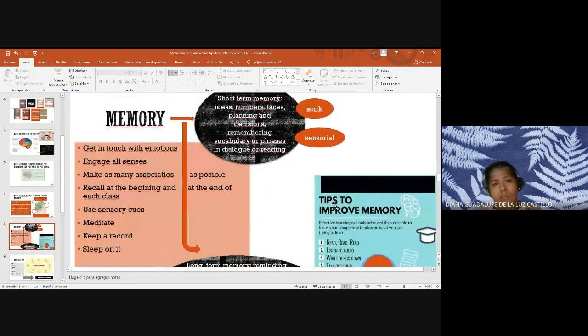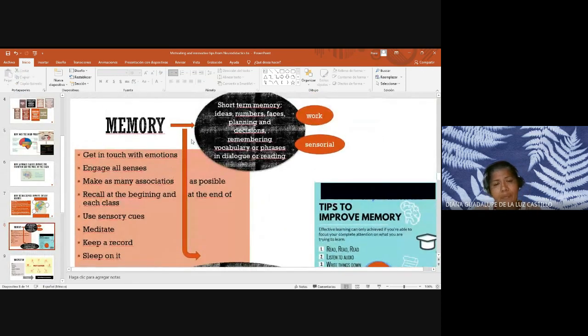What do students do to improve their memory? Okay, they can work the short term memory if you implement in your classes not only ideas, but you play with numbers, you show them faces, you ask students to do planning, and you ask them to take decisions. That type of memory activities is facilitating the work memory.